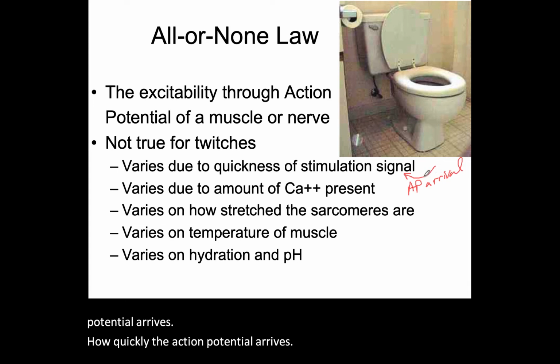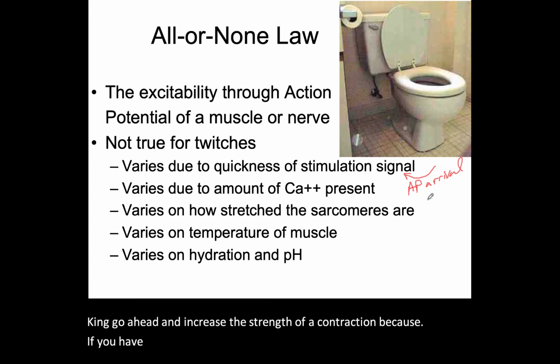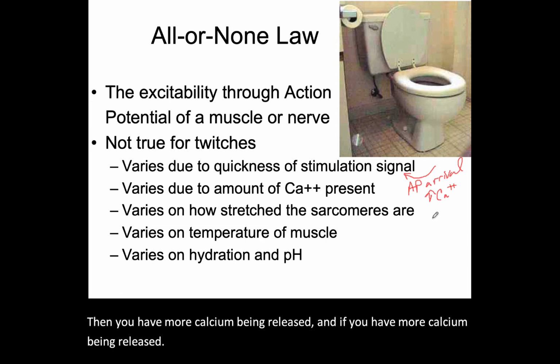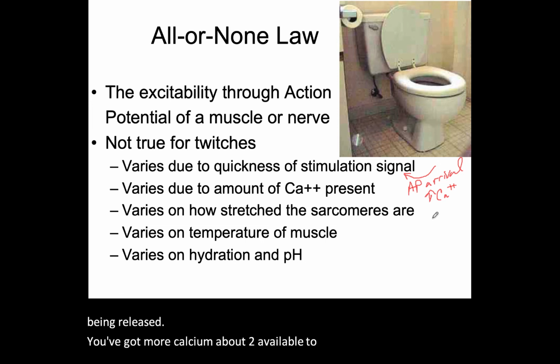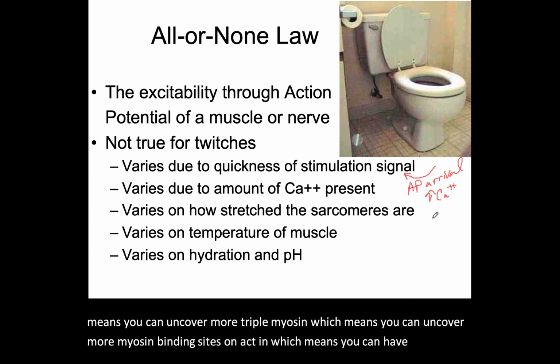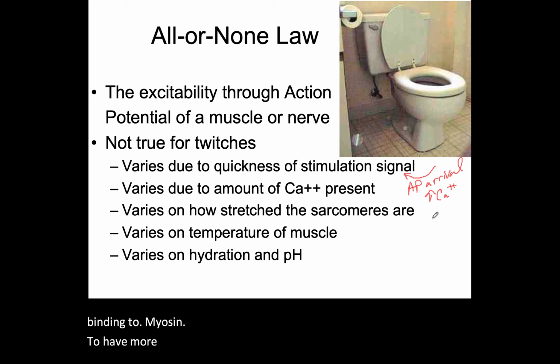Can go ahead and increase the strength of a contraction, because if you have more action potentials arriving, then you have more calcium being released. And if you have more calcium being released, you've got more calcium available to bind to troponin, which means you can uncover more tropomyosin, which means you can uncover more myosin binding sites on actin, which means you can have more actin binding to myosin to have more contractional strength. This is what happens when you pick up a cinder block.